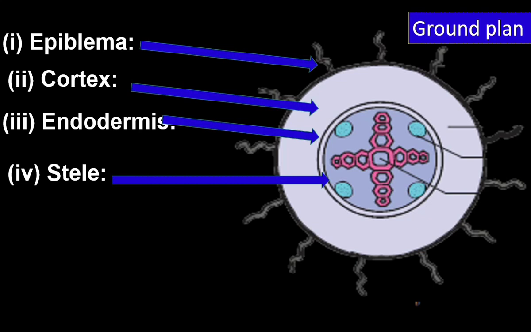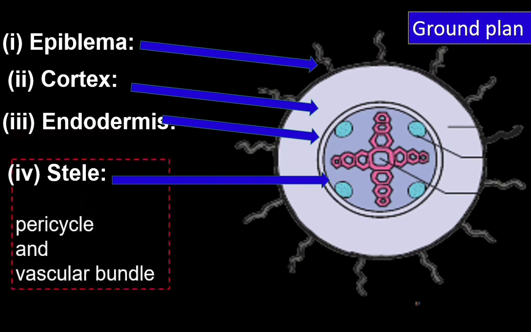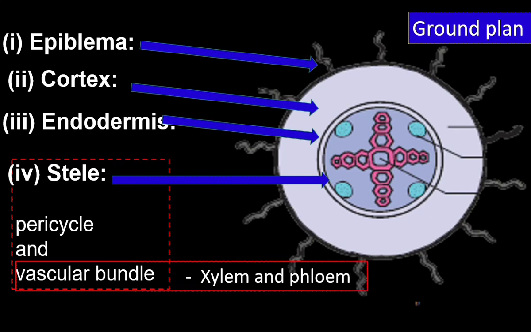The stele is made up of three types of areas. They are pericycle, vascular bundle and pith. In this diagram, pith is absent. Pith is absent in the mature roots. What are the components of stele? Pericycle, vascular bundle and pith are the components of stele. We know that vascular bundles are made up of xylem and phloem.